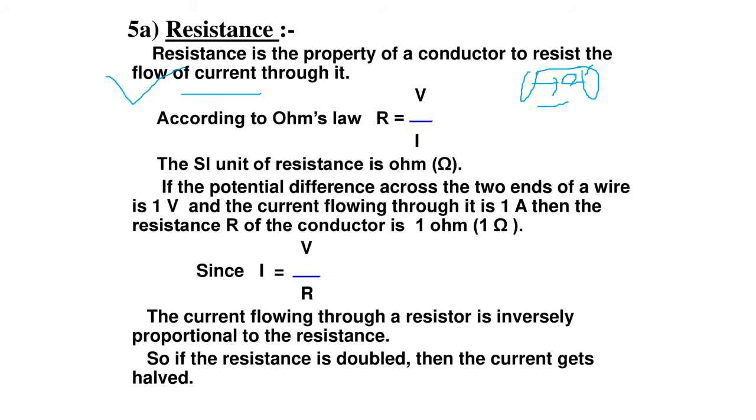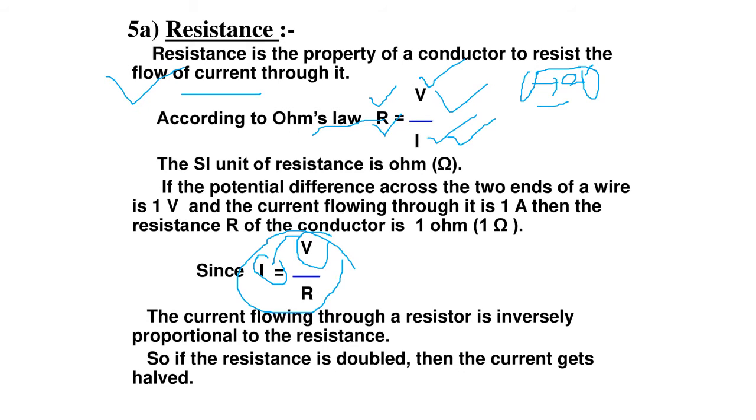Okay. So according to Ohm's law, R is equal to V by I. So in other words, what you can say? R is directly proportional to V and R is inversely proportional to I. What do you mean by inversely proportional? See over here, what is inversely proportional? Directly proportional, I told you, whatever the effect will be here, the same effect will be here.